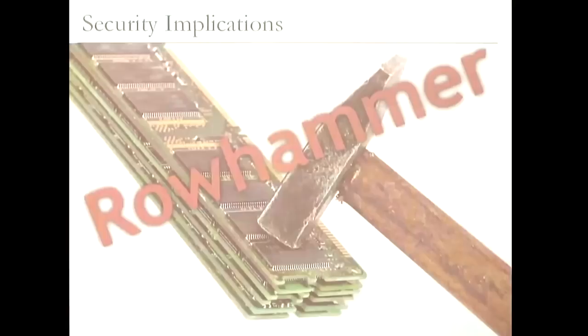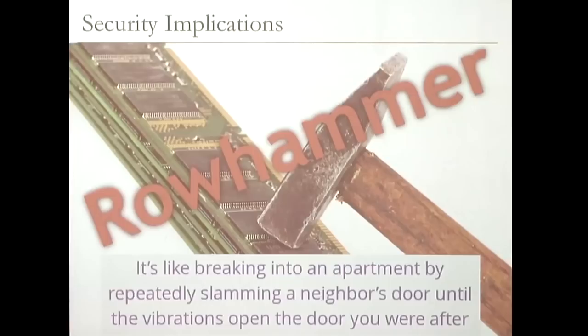So this became famous as the Rowhammer vulnerability. My favorite analogy is, it's always good to have explanations that are really intuitive. It's basically like breaking into an apartment by repeatedly slamming a neighbor's door until the perturbations that you cause because of that slamming open the door you were after. That's essentially it, right? Somebody on Twitter actually had this beautiful insight.